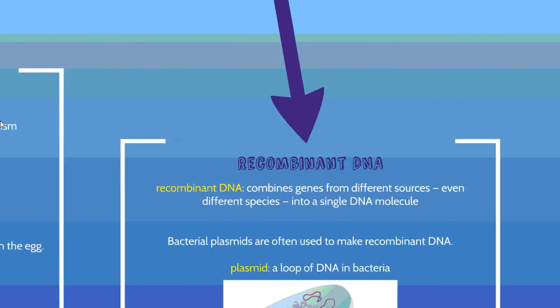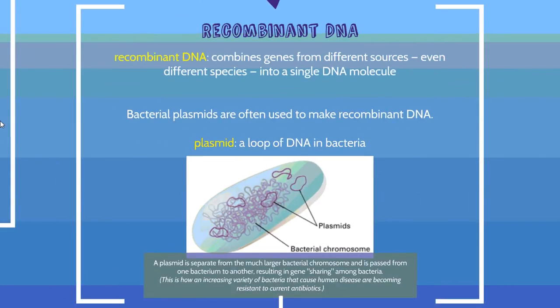All right, and then genetic engineering. Here's where we use some of these different techniques. There's recombinant DNA, which combines genes from different sources, even different species, into a single DNA molecule. With recombinant DNA, you're literally taking the DNA of one organism or from one source and injecting it into another source. So you're combining DNA together.